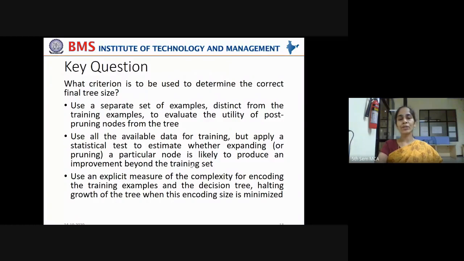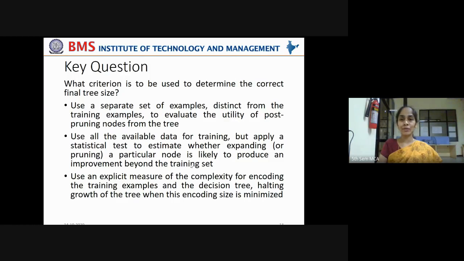Now, what is the key question? What criterion is to be used to determine the correct final tree size? I said you have to stop the growth of the tree at the right time. But what is that right time? What criterion has to be used in order to determine the correct final tree size? How do you indicate? How do you notice that?